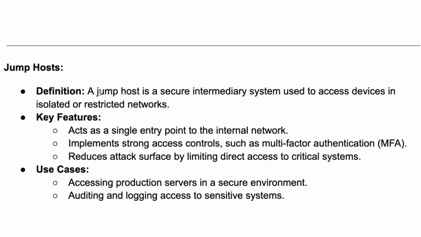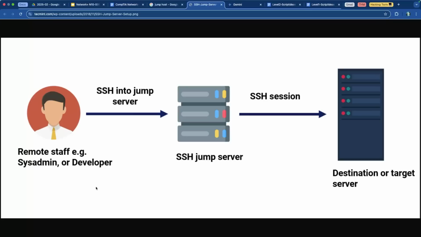And finally, we have the jump host that is under access. A jump host is a secure intermediary system, so a middleman, right, that is used to access devices in isolated or restricted networks. So let's look at a visual of that. Super simple visual, but really powerful, and it helps us understand this. So we have the remote staff, right, the person that's trying to connect, and they first SSH into the jump server. And so we have the SSH jump server, that's the intermediary, the middle device. And then that creates the SSH session with the destination or target server.